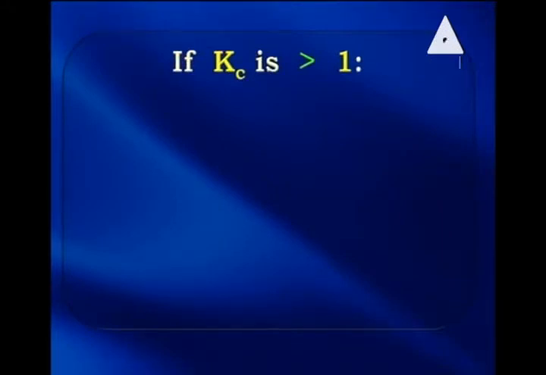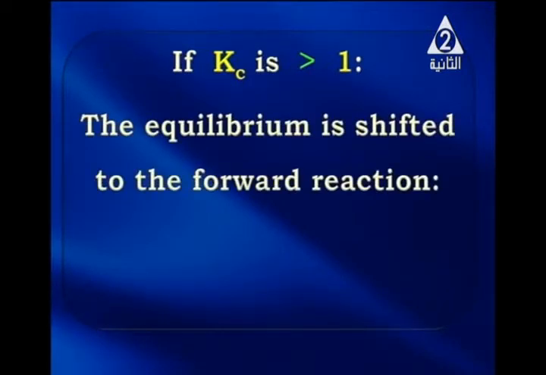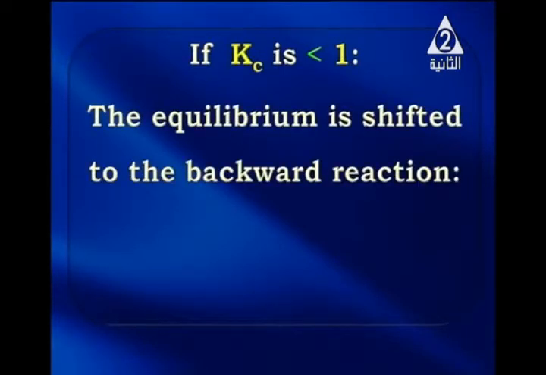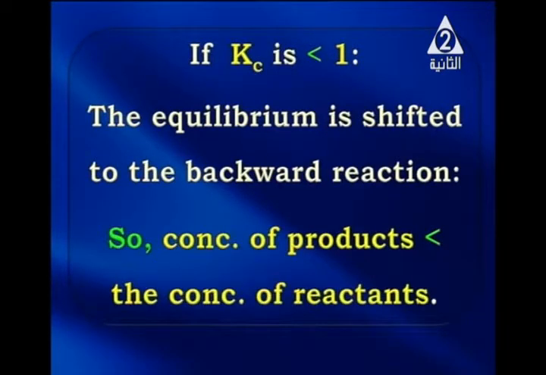So, my dear students, here we have two cases. If Kc is greater than 1, that means the equilibrium is shifted to the forward direction. That means that the concentration of products is greater than the concentration of the reactants. But if Kc is less than 1, it means the equilibrium is shifted to the backward reaction. So, the concentration of products is less than the concentration of the reactants.